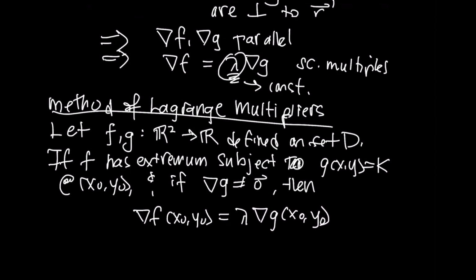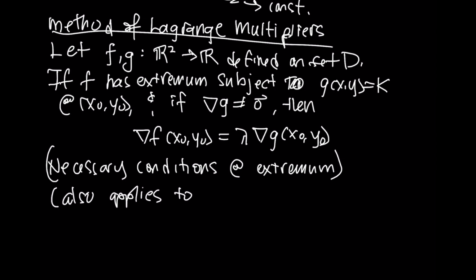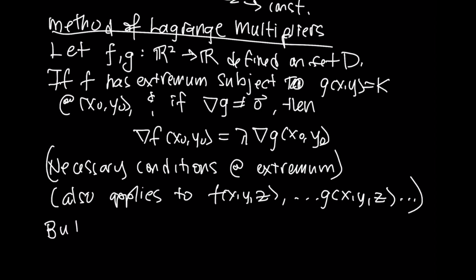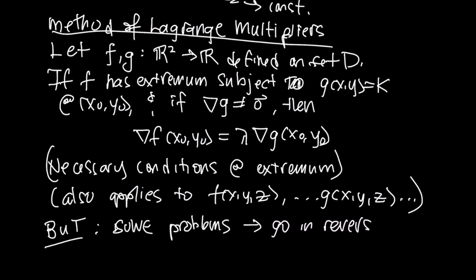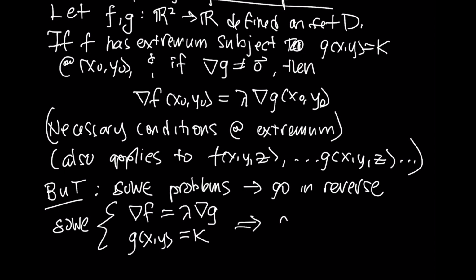Now, these are what are called necessary conditions at an extremum. If you know ahead of time that you have a maximum, then this must be true. It also applies to functions and constraints that have more than two variables as well. But when we solve problems, we're going to use this method in reverse. What we're going to do is solve a system where the gradient of our function equals this lambda gradient g, plus we have this constraint. This is going to give us points that are potential candidates for extrema.